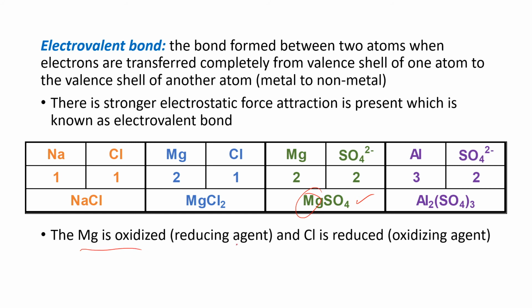So the magnesium is oxidized, that is nothing but a reducing agent. When the magnesium is oxidized, you can call it a reducing agent, and chlorine is reduced, it is known as an oxidizing agent, that we have discussed in the last slide.